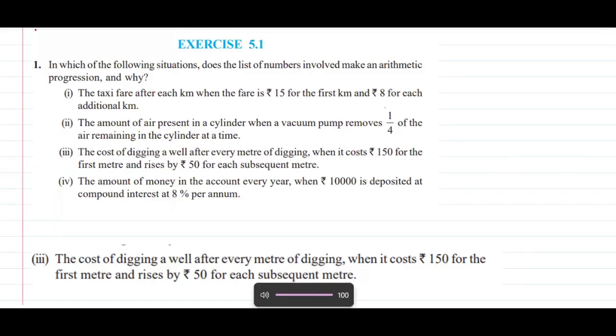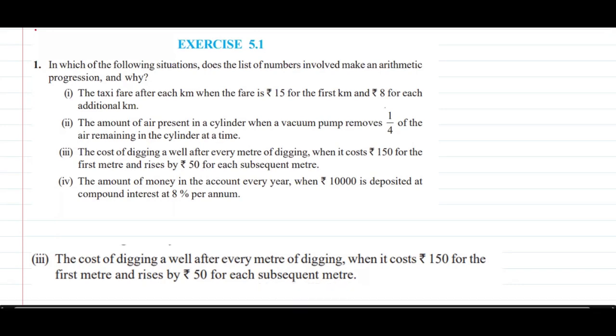So in today's video, we'll continue with question 3 and 4 of the first question in exercise 5.1. Okay. Now what's the third question?